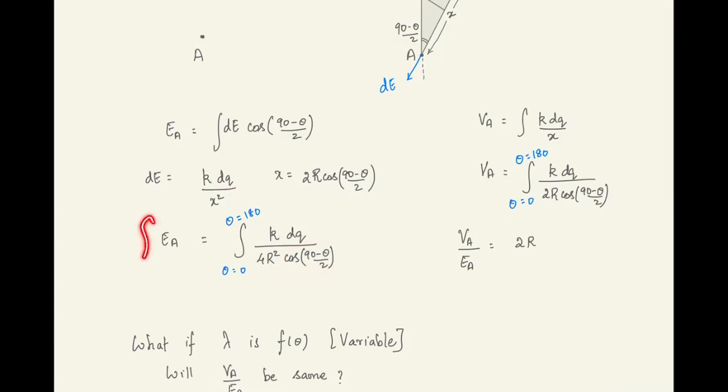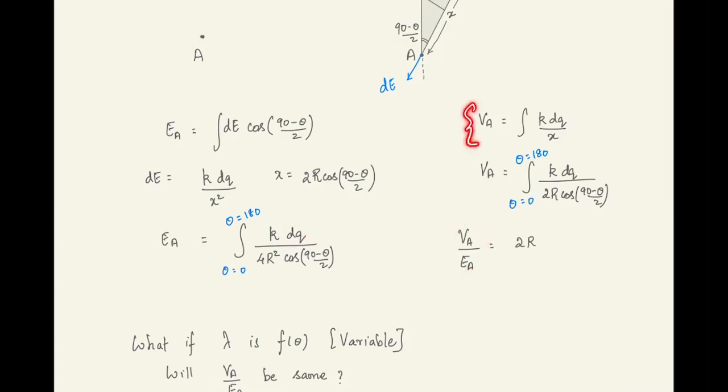So then this becomes the expression for EA, and you have to integrate this for theta varying from 0 to 180 degrees. Where you are going to substitute dq will be equal to lambda times r d theta. In fact, this can be evaluated, but there is no need to evaluate this integration as such. Why we needn't evaluate this integration is what we require is only the ratio of potential at point A to electric field. This ratio is what is required.